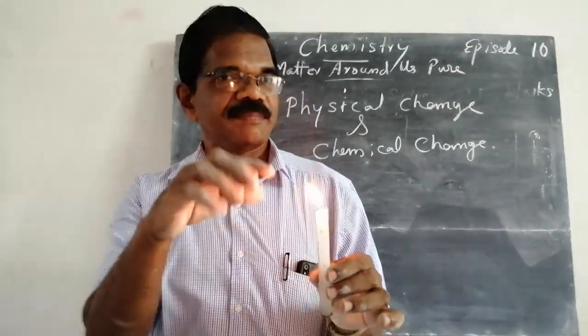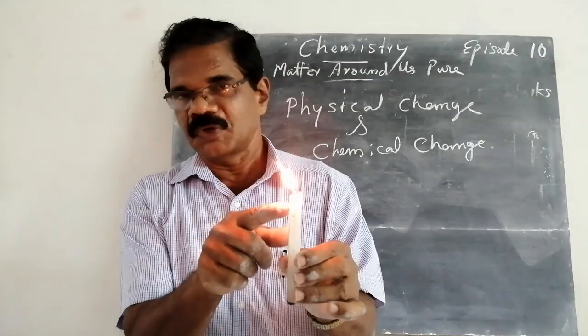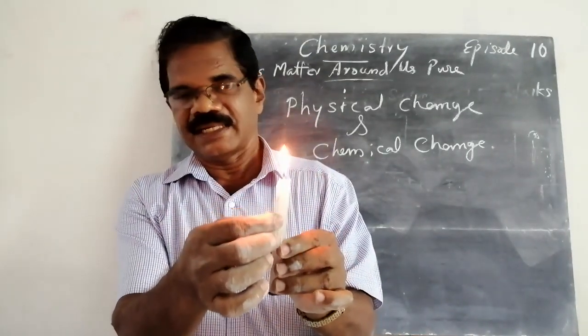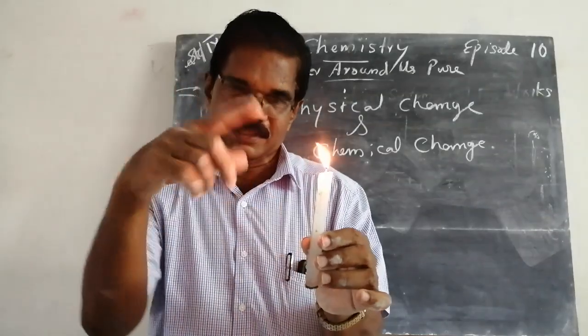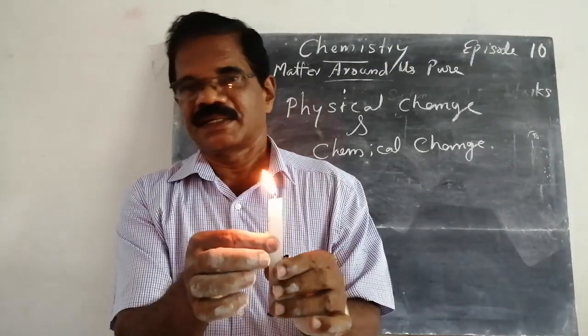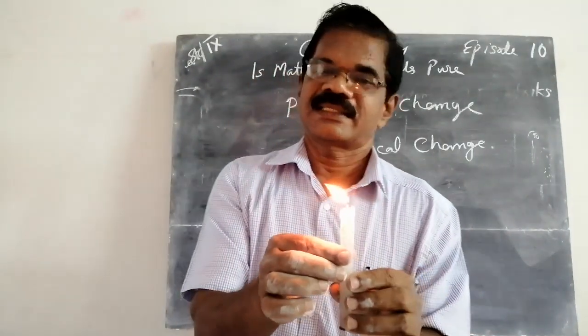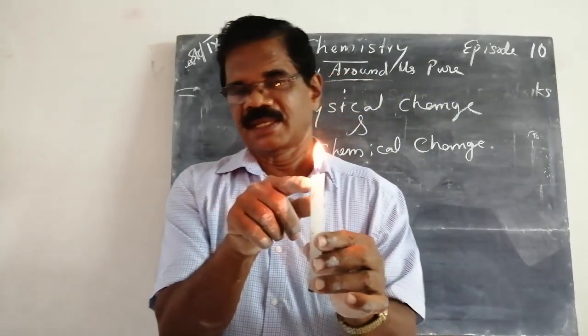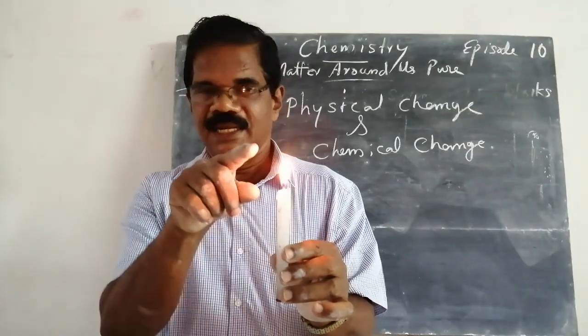Then, what is the physical change? Melting of wax. It sticks again on the sides of the candle. It is reversible. Again, it changes into wax. Wax melts and it sticks on the sides of the candle. At the same time, what is the chemical change? We saw that there is fire burning the candle.